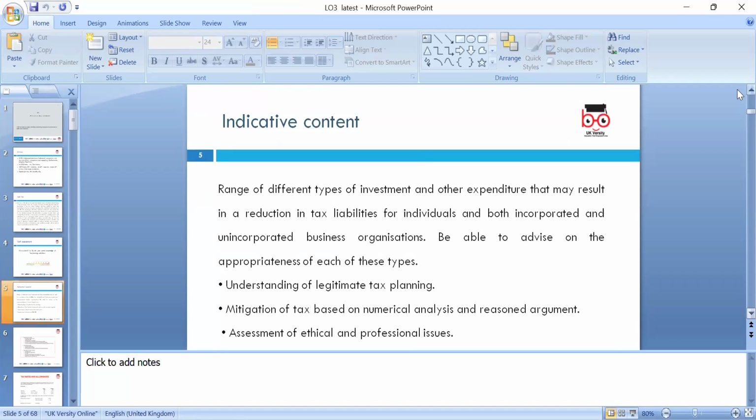So the indicative content for today's lesson is how different investments and other expenditures may result in the reduction of the tax liability. We can discuss the written down allowance, annual investment allowance, and various others for tax planning purposes. Incorporated business means as a company; unincorporated means partnership and sole trader. Understand legitimate tax planning. Of course, tax planning is legal. Numerical analysis and reasoned argument, ethical and professional issues, all will be covered.